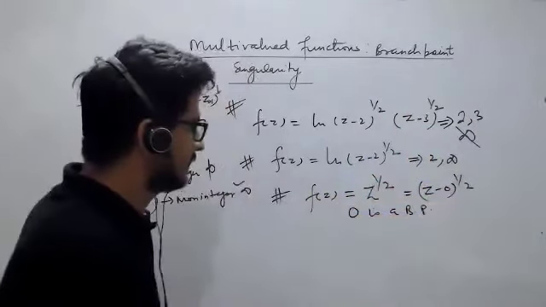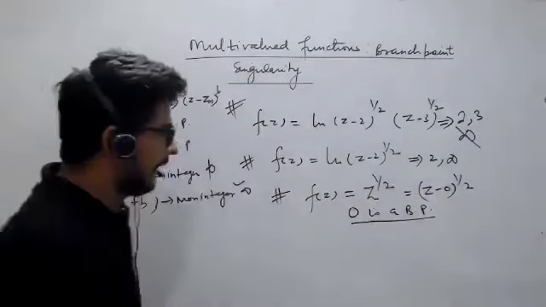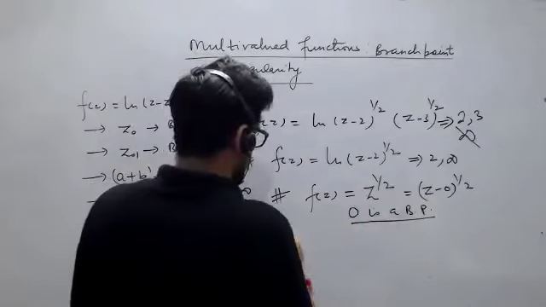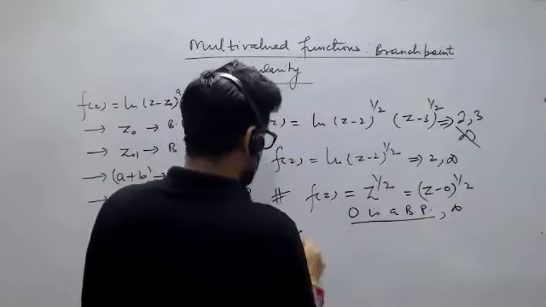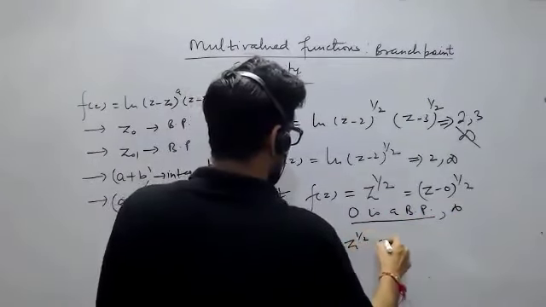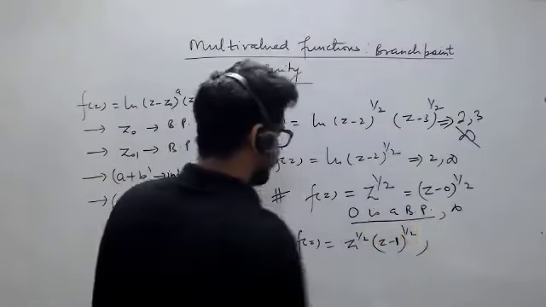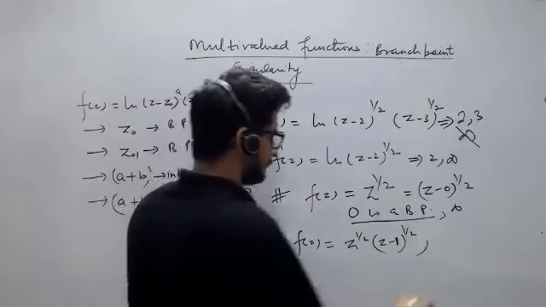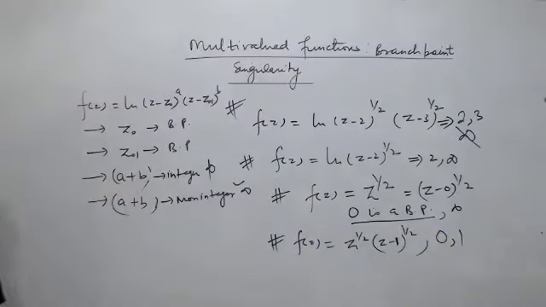And the rules are very similar. So 0 is a branch point and infinity is also a branch point. But if I write a function like this, z to the power half and z minus 1 to the power half, then 0 and 1 are the branch points.